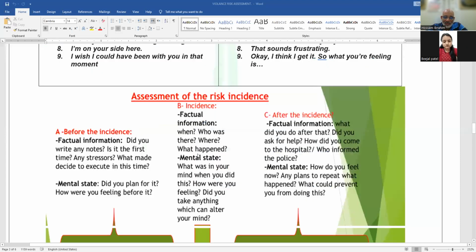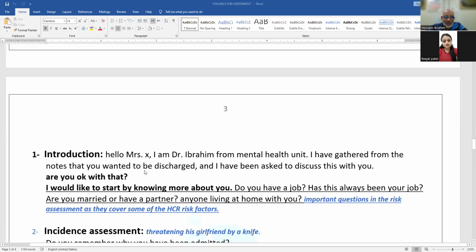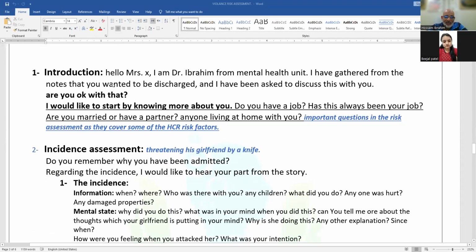As I always say, the assessment of the incidents should be very organized. Use the ABC. Don't forget how was he doing before the incidents. Let's see how we can do this station. As I say in the beginning, you are going to meet a defensive patient. In all the risk assessment stations, you are going to meet a defensive patient.